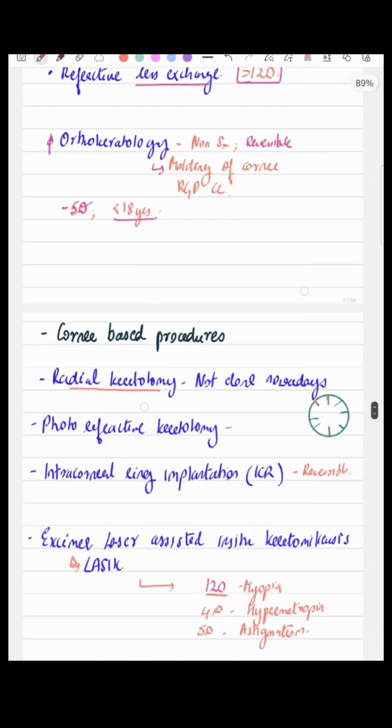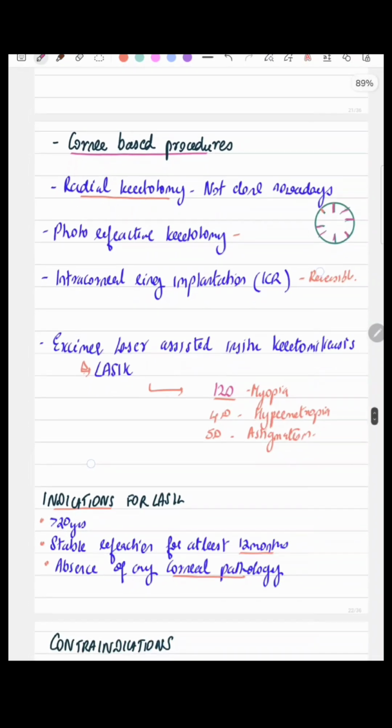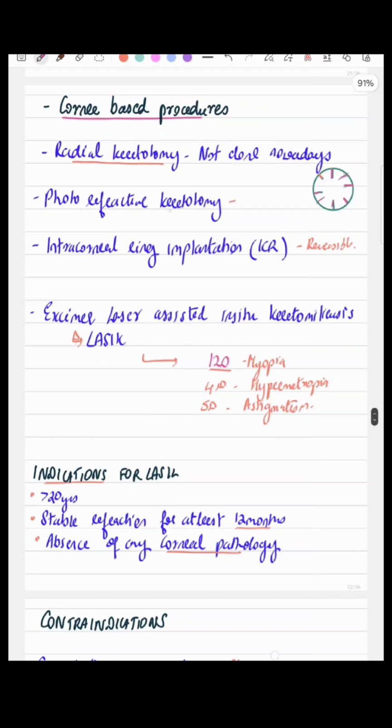Next, coming to cornea based procedures. Here we can do radial keratotomy. No, it is usually not done nowadays. We make radial incisions in the cornea and it heals by flattening of the cornea. Radial keratotomy is not done nowadays. Photorefractive keratectomy is done. It is also not preferred nowadays. Intracorneal ring implantation, which is a reversible technique, is done.